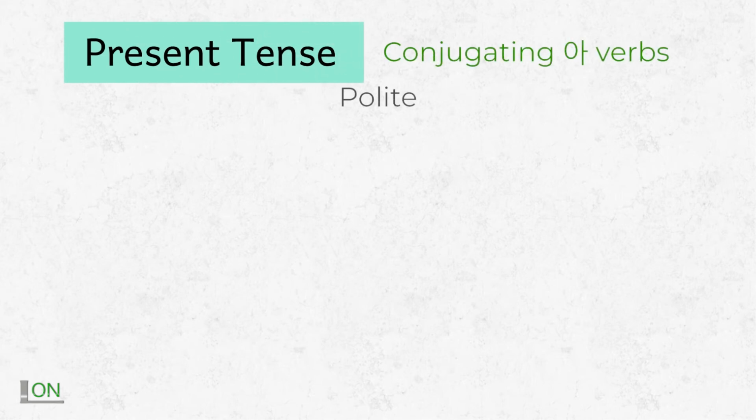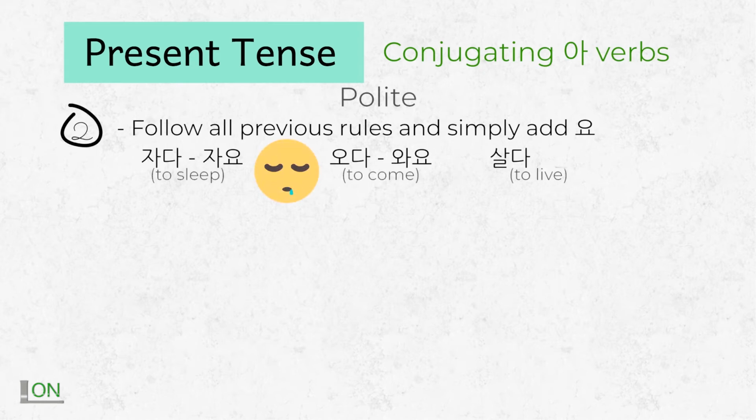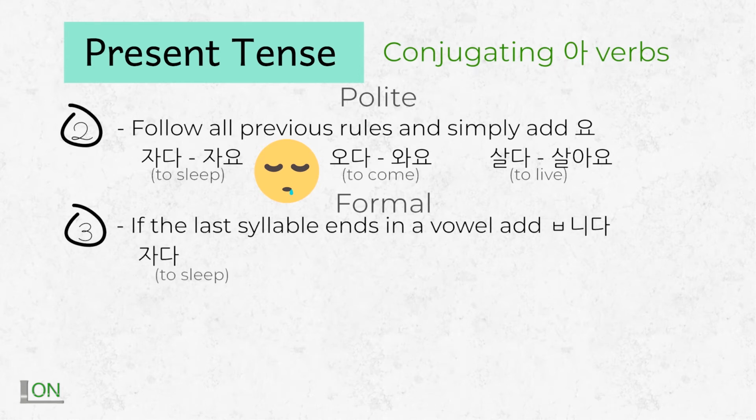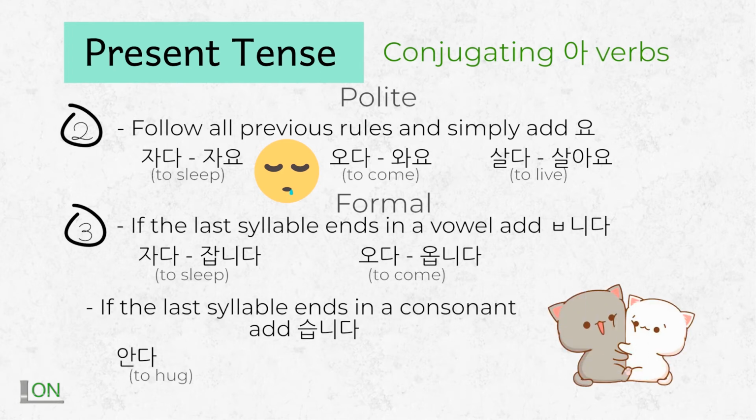Let's look at polite speech. Follow all previous rules and simply add 요. For example, 자다, 자요, 오다, 와요, 살다, 살아요. Let's look at formal speech. If the last syllable ends in a vowel, add 니다. For example, 자다, 잡니다, 오다, 옵니다. If the last syllable ends in a consonant, add 씁니다. For example, 안다, 안씁니다.